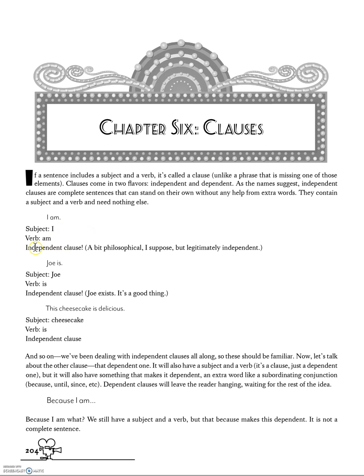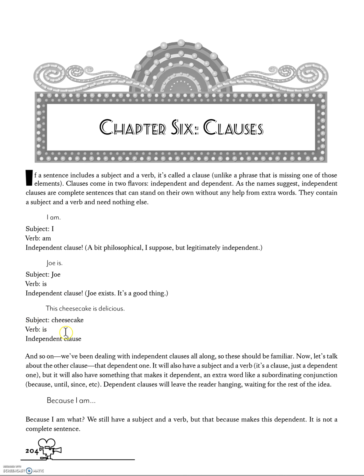And clauses, while you're here, come in two flavors. They come in independent, meaning they are complete sentences in and of themselves, and dependent, which means that they need another sentence in order to function. So you're like, I am is an independent thought. It's very philosophical of you, but it is a complete independent clause. If you just say, you know, Joe is, I'm like, all right, Joe exists. That's good. This cheesecake is delicious.